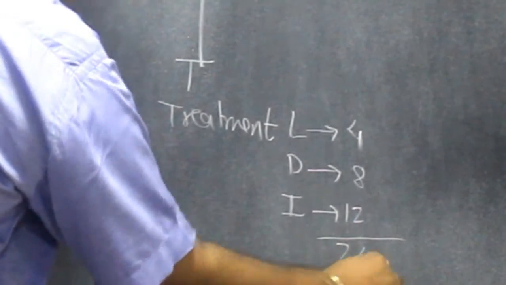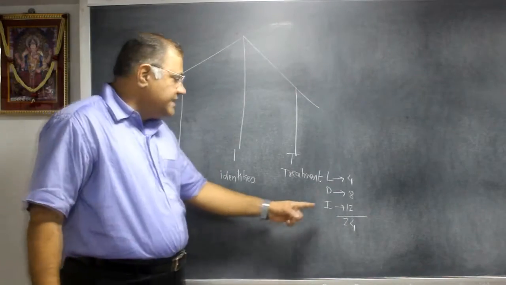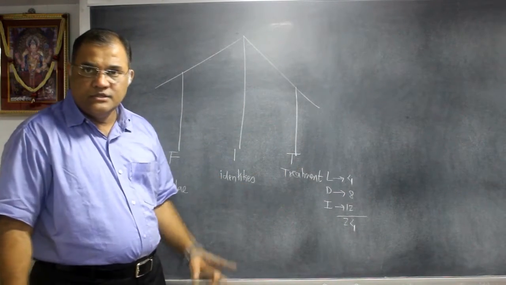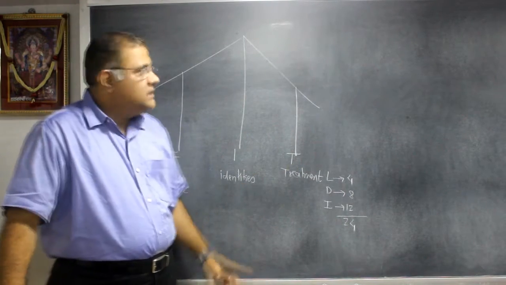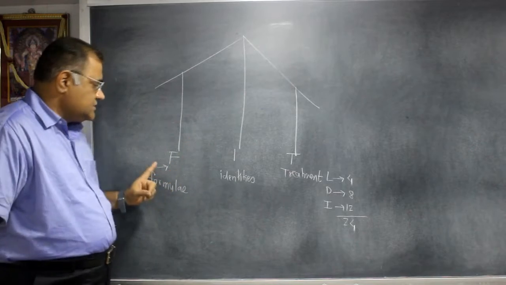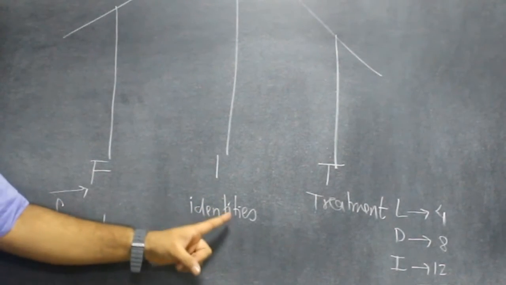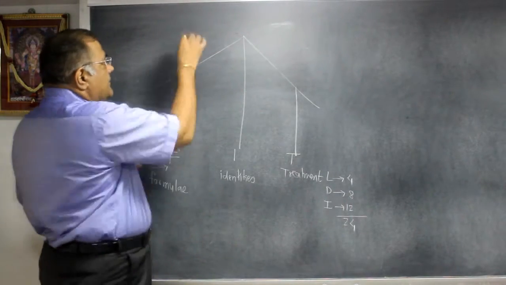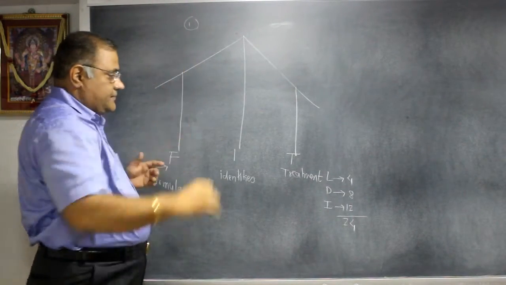So in all 24, that is 2 dozen treatments are done, your calculus is over. So is the first point clear? Pillars of calculus: formulae, identities, treatments. That was my first point.